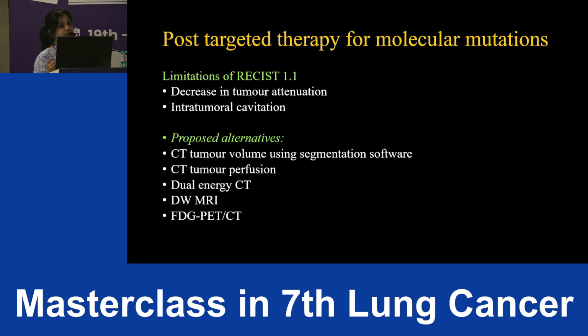Now coming to post-targeted therapy for molecular mutations like EGFR or ALK. Now RECIST is based on size criteria. But many a times we have seen when there are molecular mutations like EGFR or ALK, the response is in terms of decrease in tumor attenuation, or there is increase in the cavitation, decrease in the solid component. So as of now, we do not have a separate response assessment criteria, and we still follow the size criteria of RECIST. But make it a habit to mention the qualitative features of response in the report as well. For example, there is an increase in cavitation, decrease in the solid component. Do mention them in the report along with your RECIST criteria.